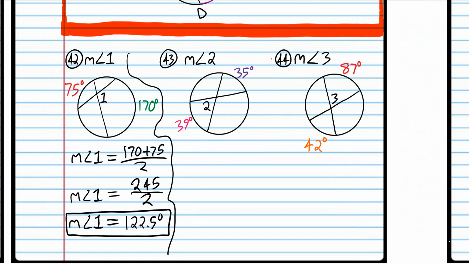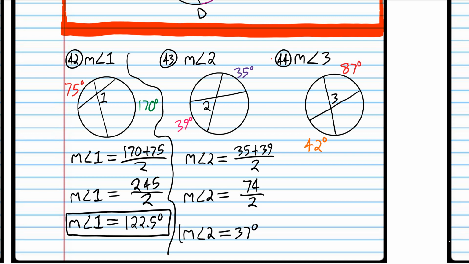So let's try this again. So we want the measure of angle 2. That's just the sum of the intercepted arc measures divided by 2. So the measure of angle 2 is equal to 39 plus 35 is 74. And 74 divided by 2 is 37 degrees. So the measure of angle 2 is 37 degrees.